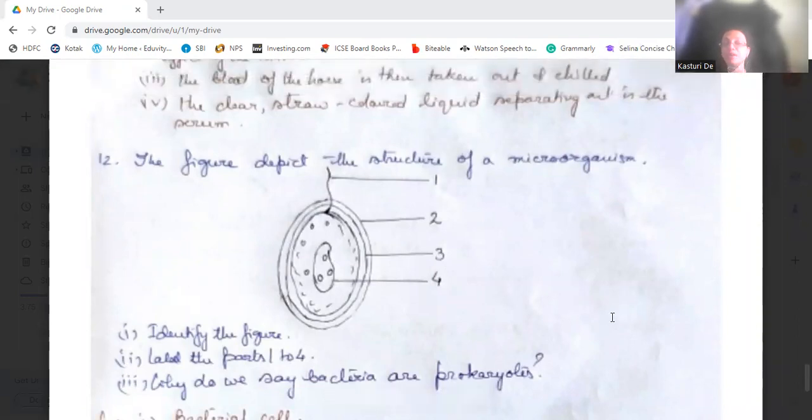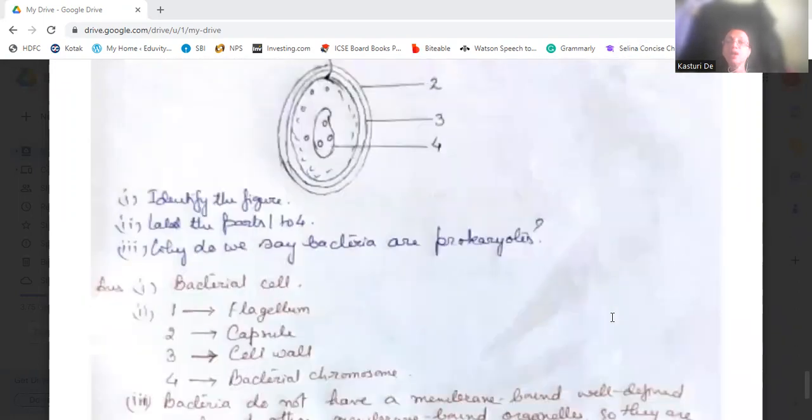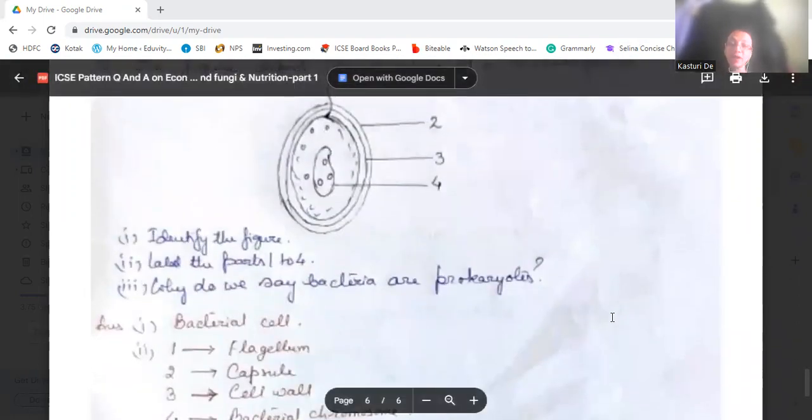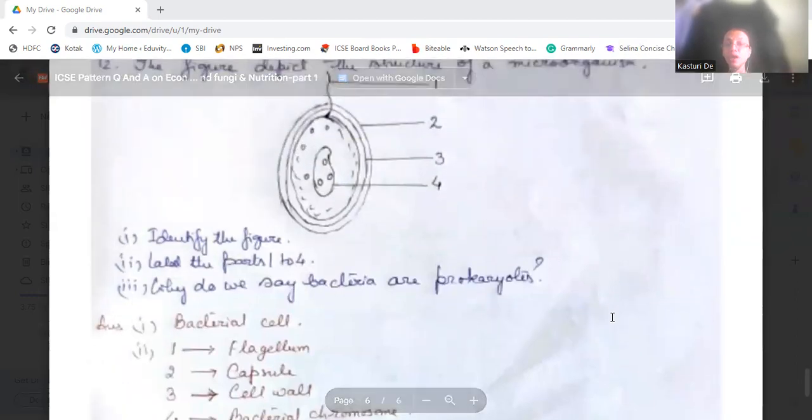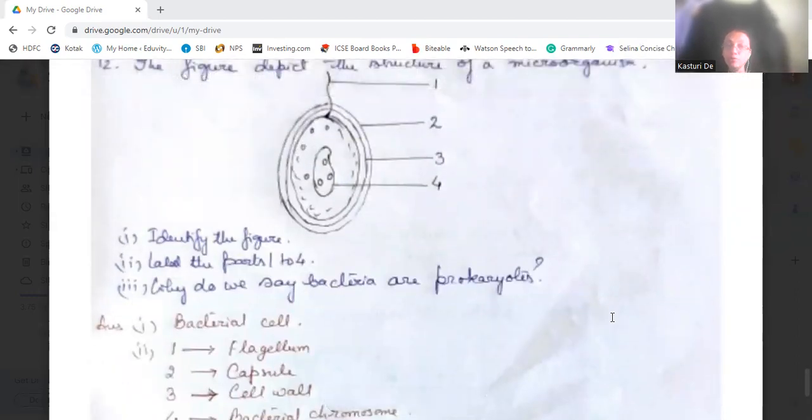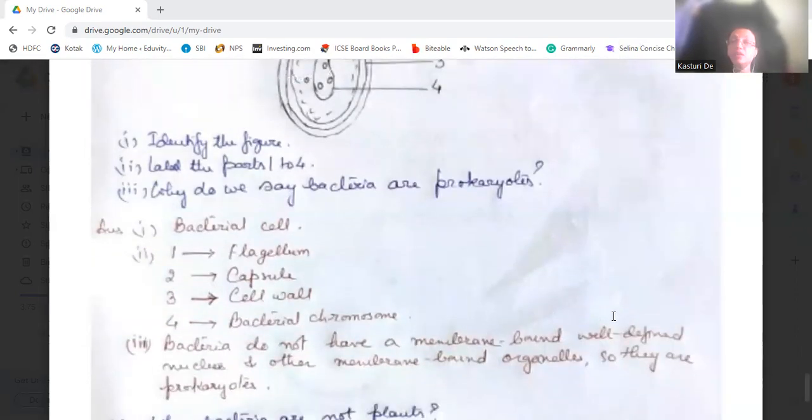Why do we say bacteria are prokaryotes? The structure is of a bacterial cell. First one is the flagellum. Second is the capsule. Third is the cell wall. And the fourth is the bacterial chromosome. Now the bacteria do not have a membrane-bound, well-defined nucleus and other membrane-bound organelles. So they are known as prokaryotes.